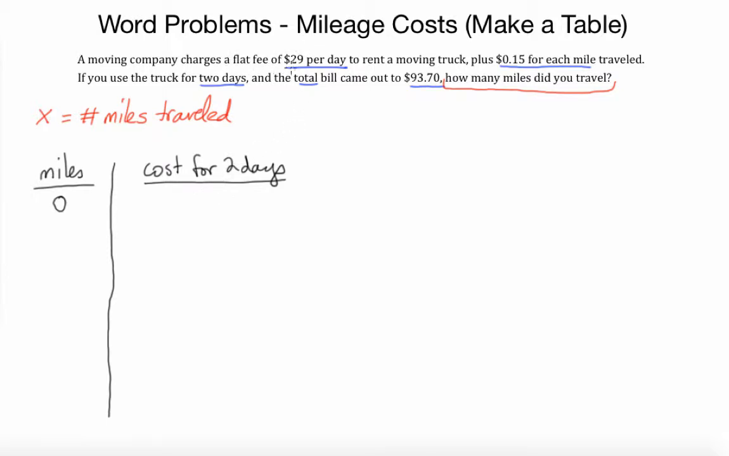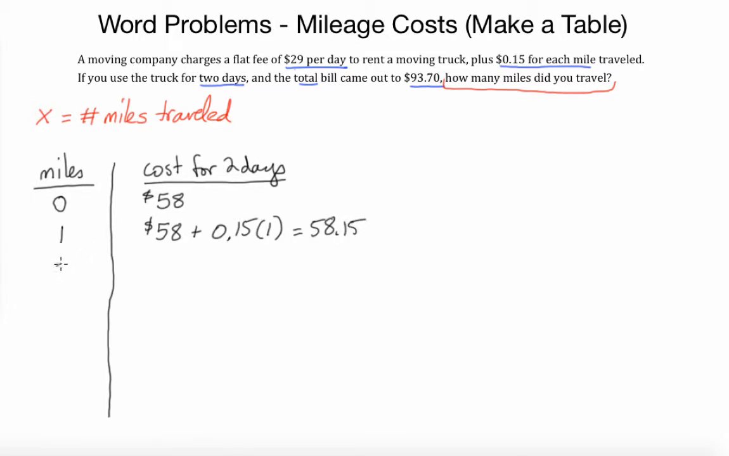Well, I'm told a flat fee of $29 per day, which means 29 plus 29. It's going to cost me $58. I have to pay that for 2 days, even if I don't do any driving. Now let's say I go 1 mile, and let's see if we can notice any patterns. For 1 mile, I'm still paying the $58 for 2 days, but then I have to pay 15 cents for that mile. So I add 15 cents just one time for 1 mile. It looks like for 2 days it costs me $58.15 if I only go 1 mile.